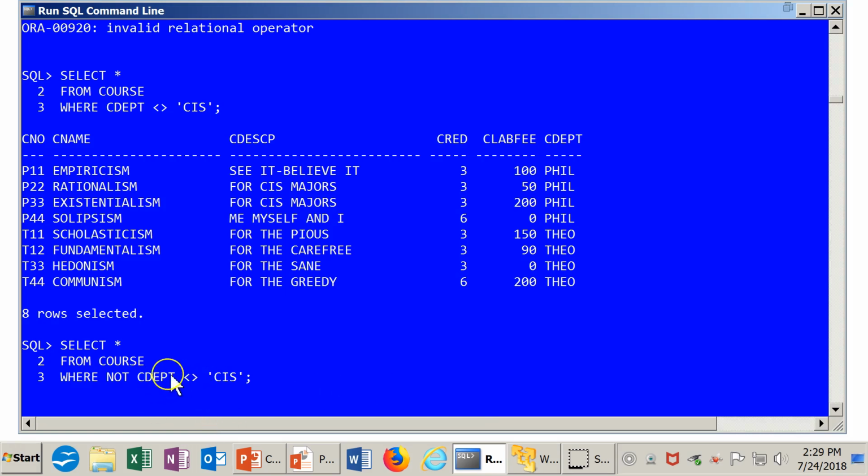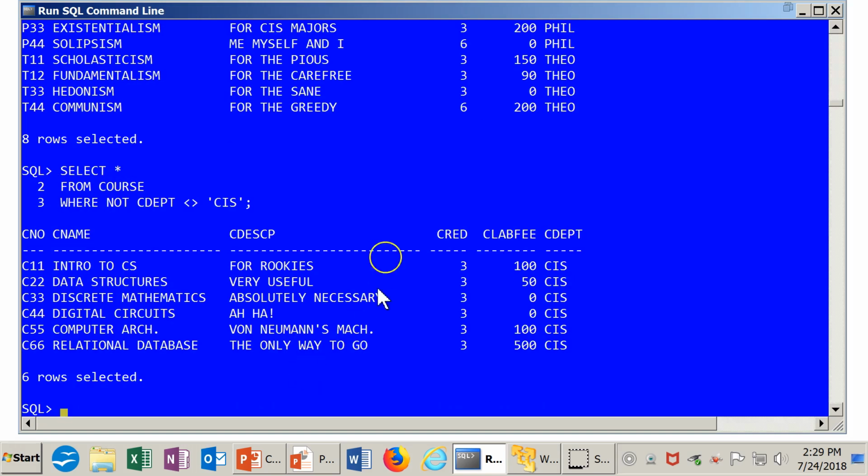C department equal to CIS will identify the CIS courses. C department not equal to CIS will exclude the CIS courses and show everything else. So now if we say those are the ones that I don't want, and I tell you that by putting not, this says here are all of the non-CIS courses, get rid of those and show me what's left. And what's left if you take away from the original course table all of the non-CIS courses? Well, let's fire it up and see what we get. We get the CIS courses.